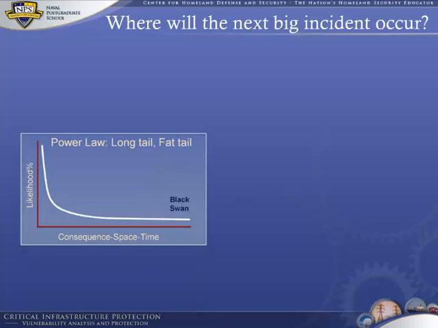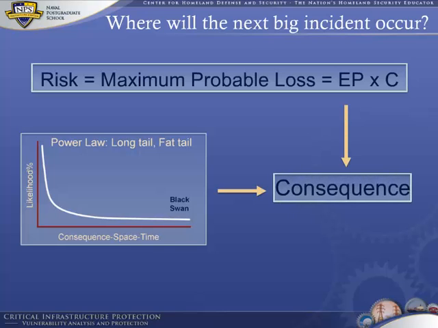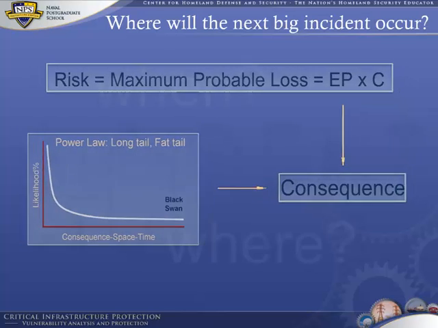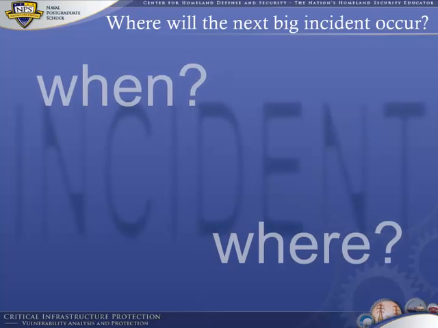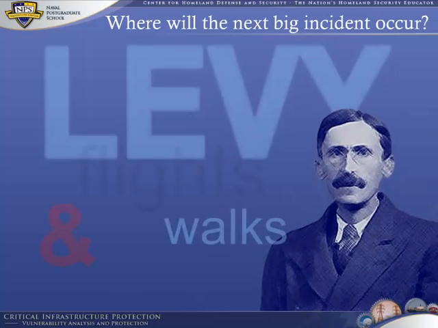The exceedance curve and maximum probable loss definition of risk apply to consequence. This means that they can relate the probability of an incident to its size. There is another important question to be asked. When will the next incident happen and where? This is where Paul Levy comes in.